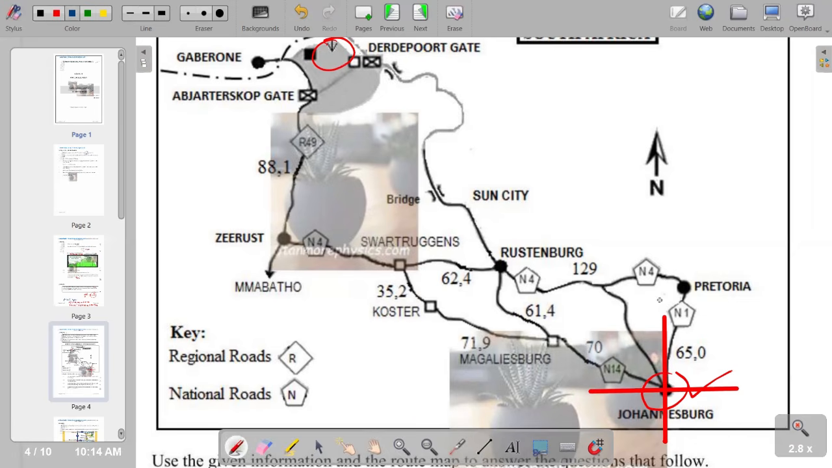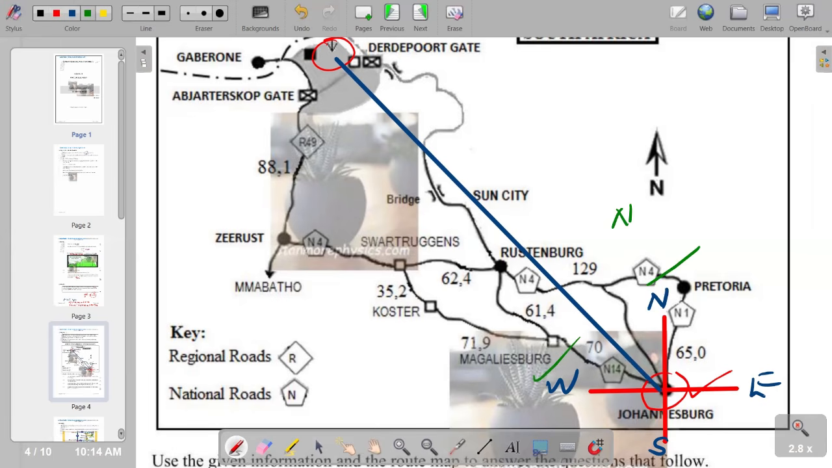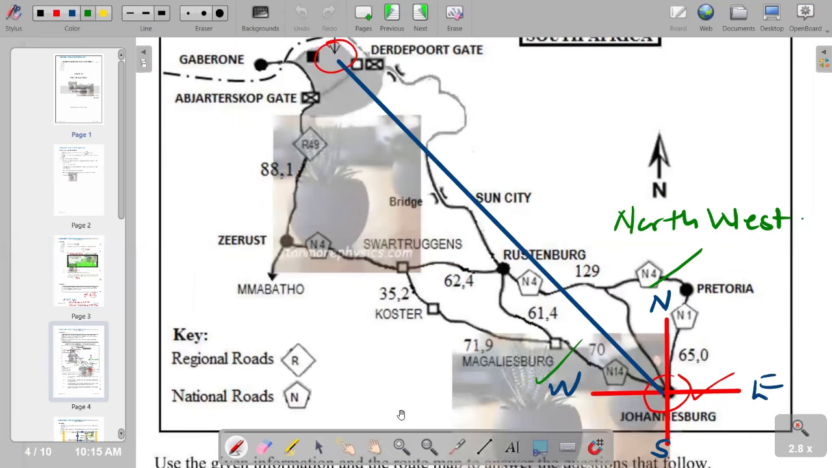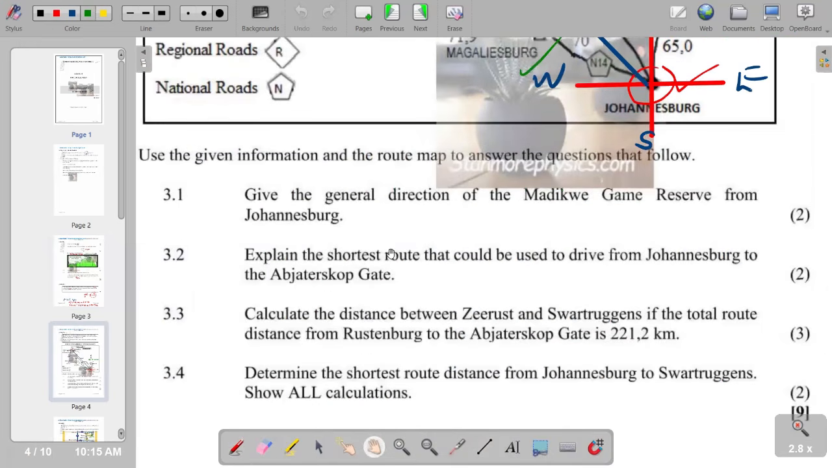Whereby we have our north, we have our south, we have our east, and then we have our west. So in that case, we now connect the Madikwe where we have it here, and then we connect it to where we have our Johannesburg. So from that sense, we can see that the direction is northwest. So northwest is our response to that. Then we'll move on to the next part, we are moving to 3.2.